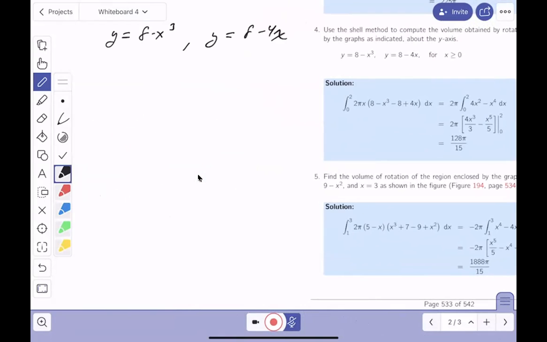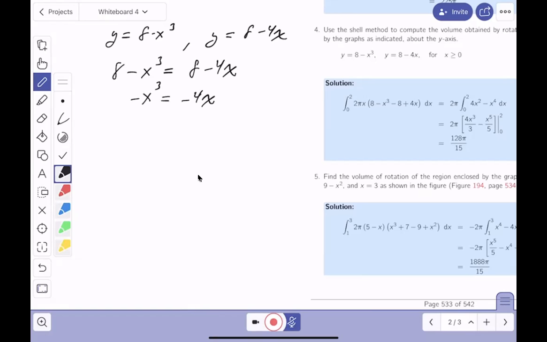I want to encourage you, we give you problems that are really doable. I'll set these equal. I want to find out the x value that makes them equal. So 8 minus x cubed equals 8 minus 4x. I'm hoping it's going to be really simple to do, by the way. Subtract 8 from both sides. And what do you get? Minus x cubed equals minus 4x.